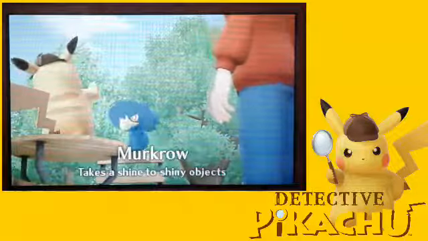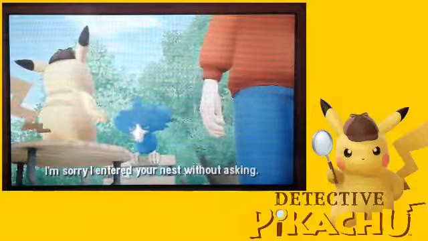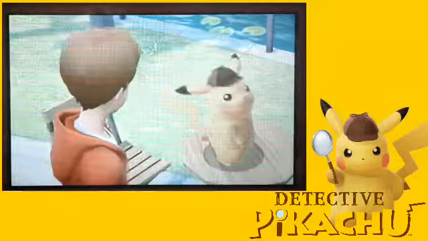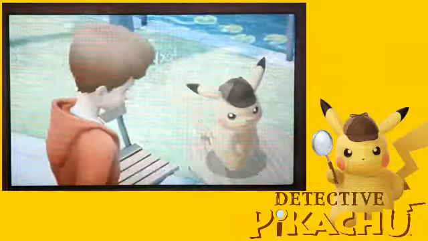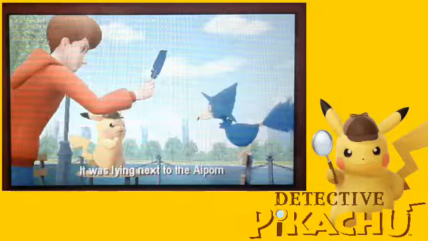All right, I get it. I'm sorry I entered your nest without asking. Anyway, you fought with Apom, right? Tim, why don't you show it what we found? This feather is yours, right? It was lying next to the Apom that fainted.